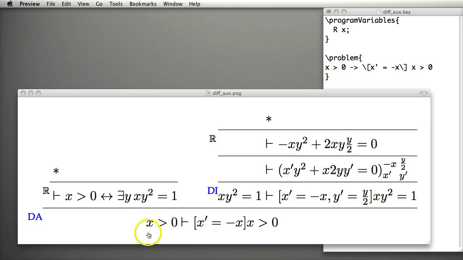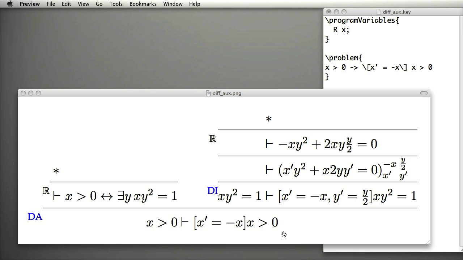Initially, we have that x is greater than 0, and then we allow x to evolve along the differential equation x prime equals negative x. And finally, we want to show that x is greater than 0. The solution to this differential equation is e to the minus t. We know that e to the minus t has an asymptote at 0, so we know that this property is going to be true. However, since x gets closer and closer to 0 as it evolves, this might be a little tricky to prove without plugging in the solution.